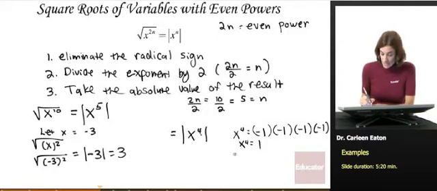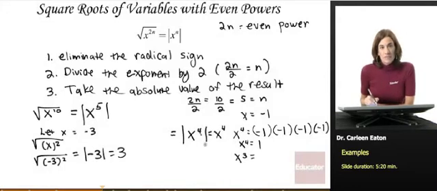Whereas if I look at something like x to the third, if x, so here x was equal to -1, and if I have x to the fourth, it ended up positive. So I actually don't need to write the absolute value, because in this case the expression x to the fourth is positive. The absolute value is already given.